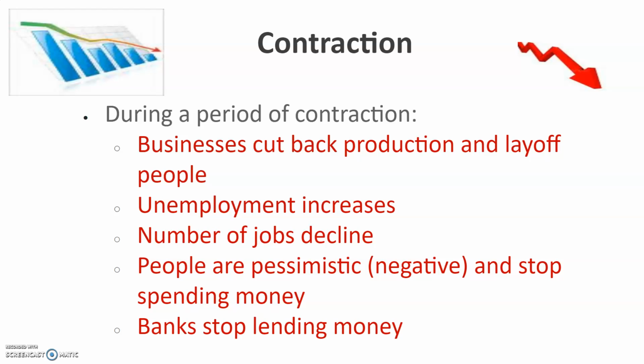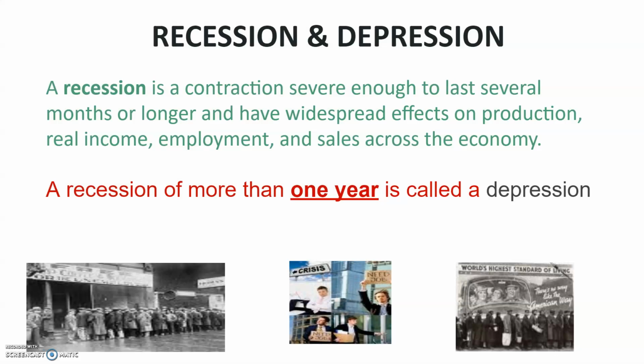thus the number of jobs declines, people then become pessimistic and stop spending because A, they're afraid they're not going to have income to spend, and B, businesses have potentially cut back on the production of some of the products they were spending their money on. The banks will also tend to stop lending during this time to help tighten up the flow of money. Now, if that recession, that contractionary period, lasts for a short period of time, maybe a few weeks into several months, we know that as a recession. This is when we see real income decrease, unemployment increasing, and sales across the economy tend to dip as a whole. If a recession extends beyond a year, that's when we tend to see that time period of a depression occur.